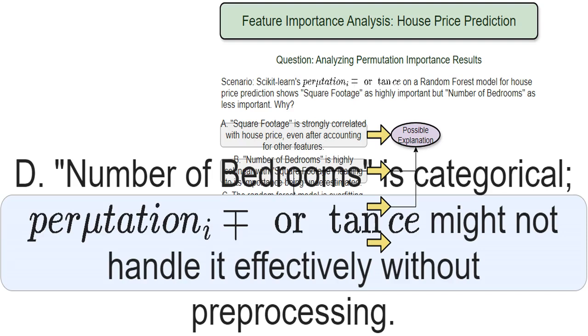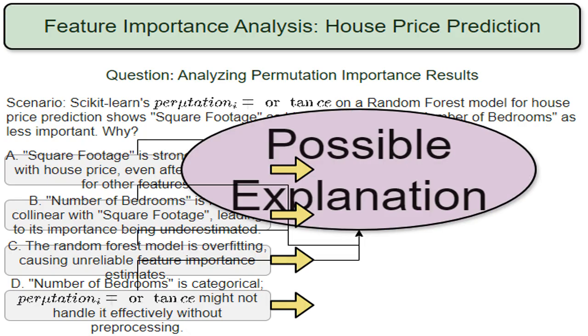It's also possible that number of bedrooms is treated as a categorical variable, like 1 bedroom, 2 bedrooms, etc. If so, the permutation_importance method might not work as well without some preparation, like changing categorical data into numerical data using one-hot encoding or other methods. I think several factors could be responsible for my results.